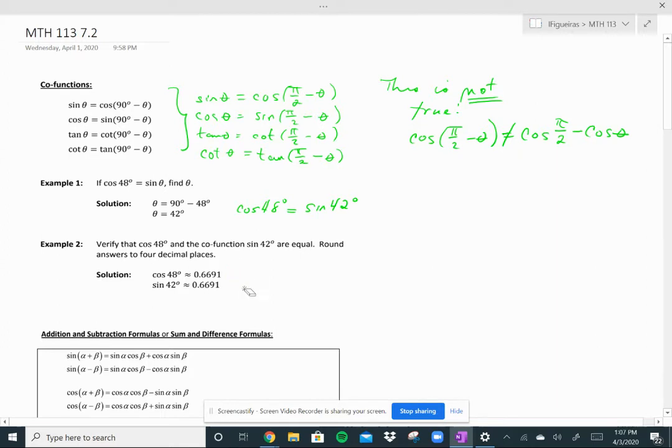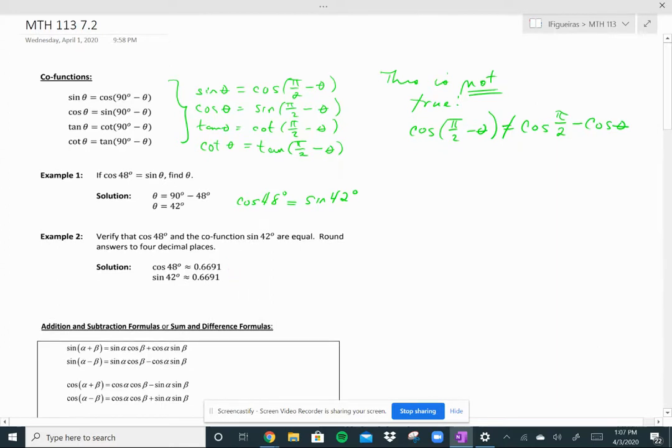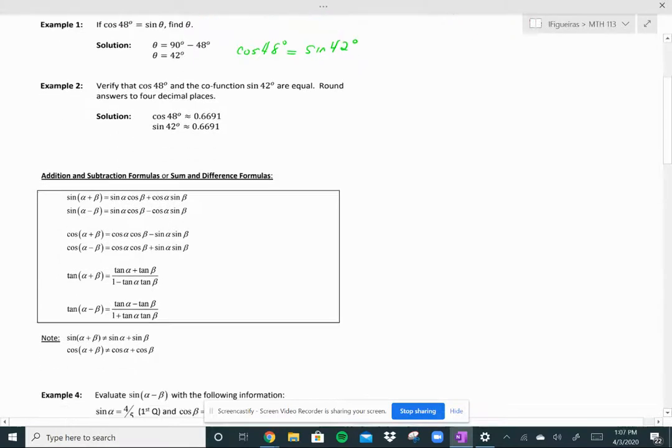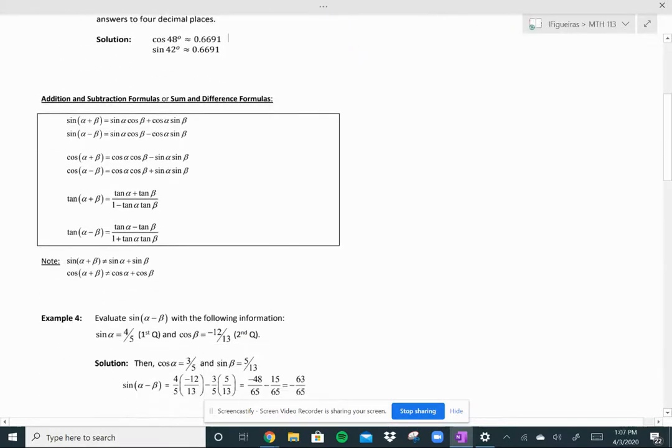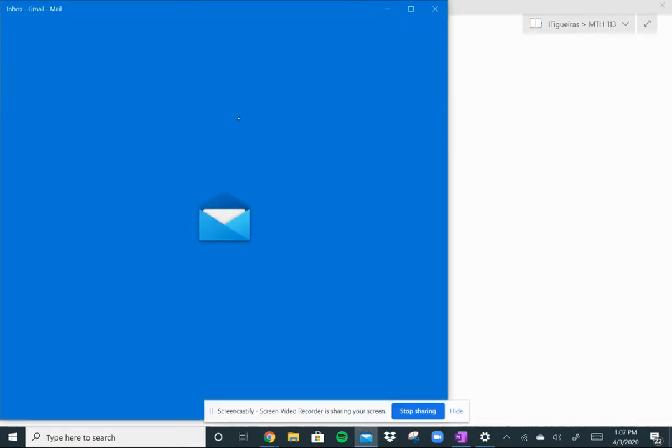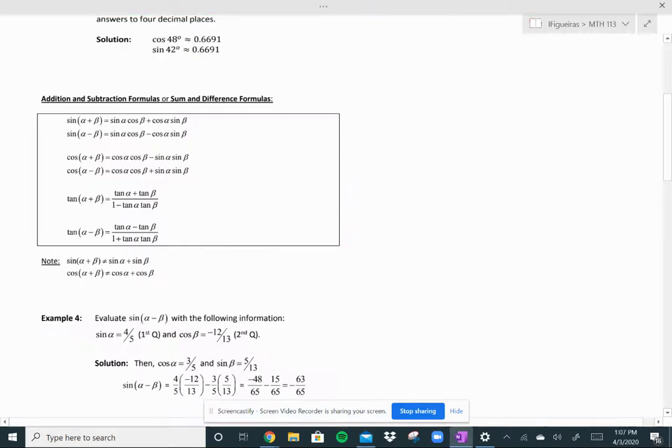All right, so let's talk about the sum and difference formulas for trigonometry. There are several. The first two are regarding sine. Alpha and beta are angles. So this is your alpha, and this one here is your beta. Okay, it's just distinguishing two different angles.